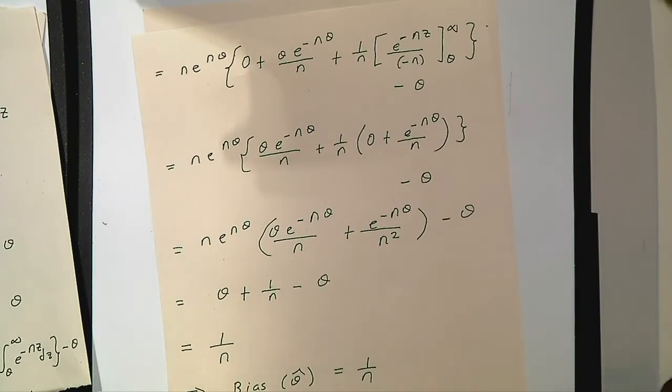Yes. Why is the expectation this one? That's because we already did it here, ma'am. We already found that theta plus 1 over n through this. You see, E of Z is this. E of Z minus theta is this.